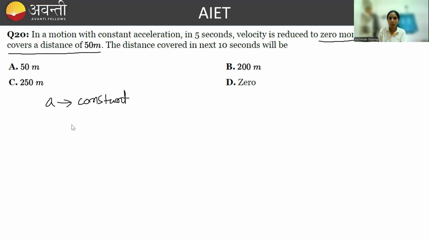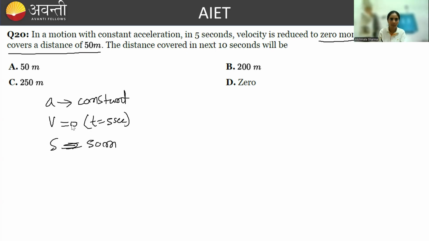And in 5 seconds, velocity is reduced to 0. Velocity is becoming 0 at t equal to 5 seconds, and the body covers a distance of 50 meter. During this time, how much distance is it covering? 50 meter. The distance covered in the next 10 seconds will be what?